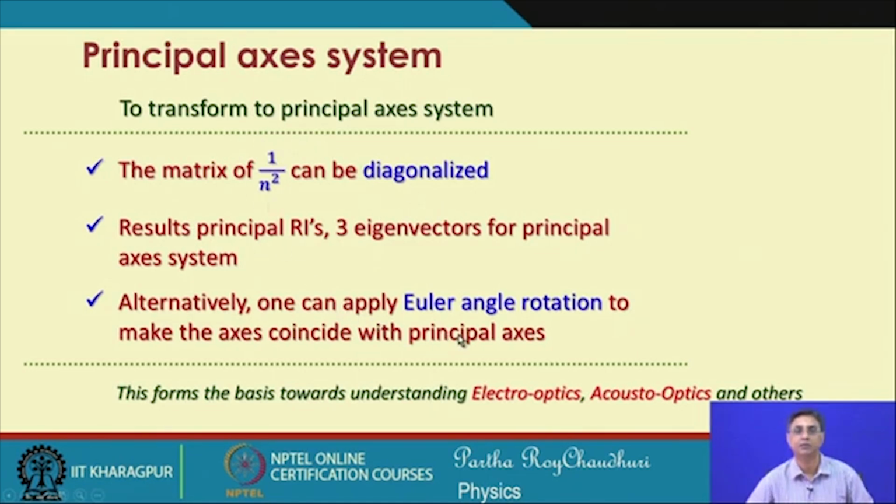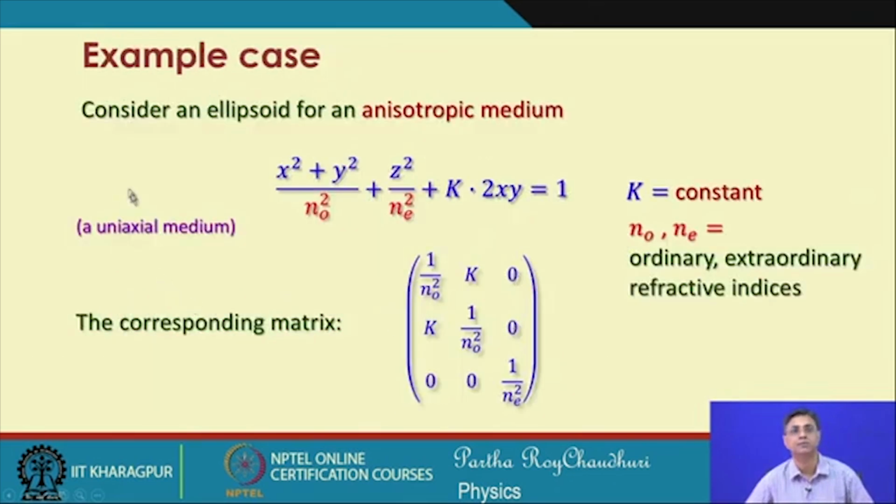There is an alternative way, that is by using the Euler angle rotation of the axis system to coincide with the principal axis system, which will also give us the result, and this will form the basis of understanding electro-optics and acousto-optics. So, this discussion is very much relevant to understand the electro-optic effect and the acousto-optic effects and so on.